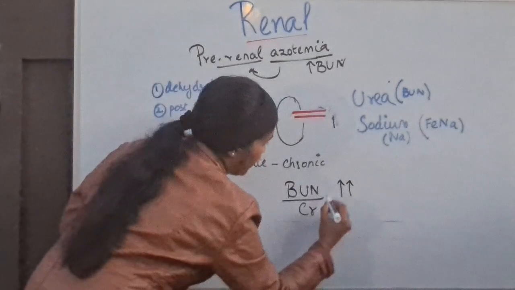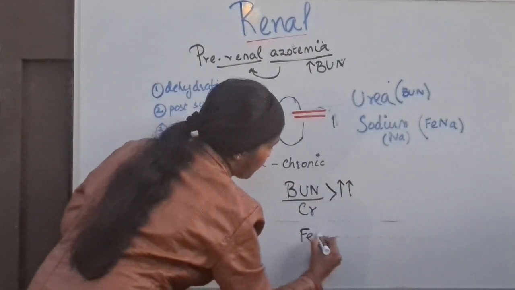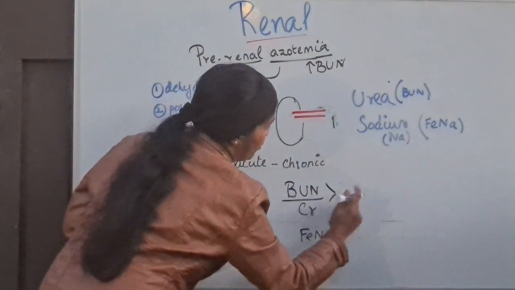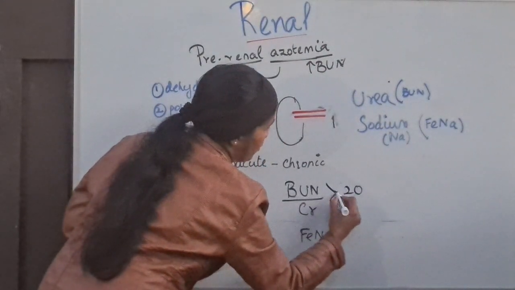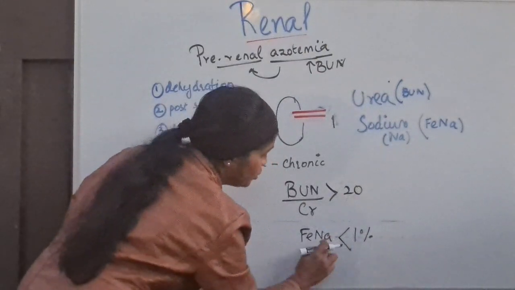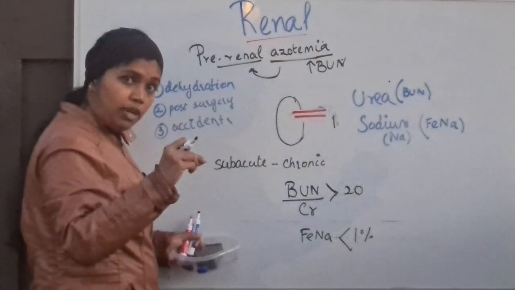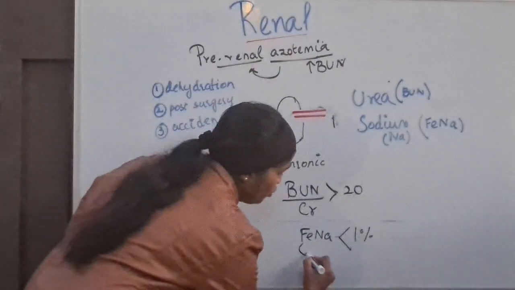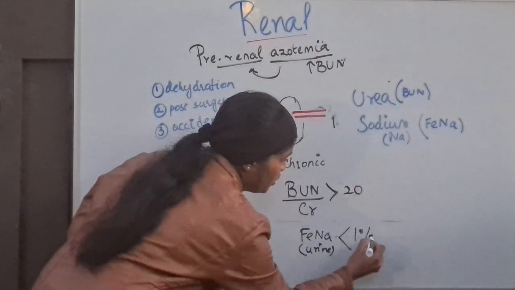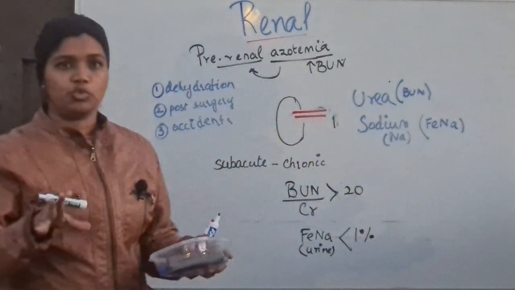And the BUN to creatinine ratio will be more than 20. And FeNa will be less than 1%. FeNa talks about the excretion of sodium in the urine. So in the urine, the sodium is going to be less, right? The excretion of sodium in the urine will be less than 1%. So this is what happens in pre-renal azotemia.